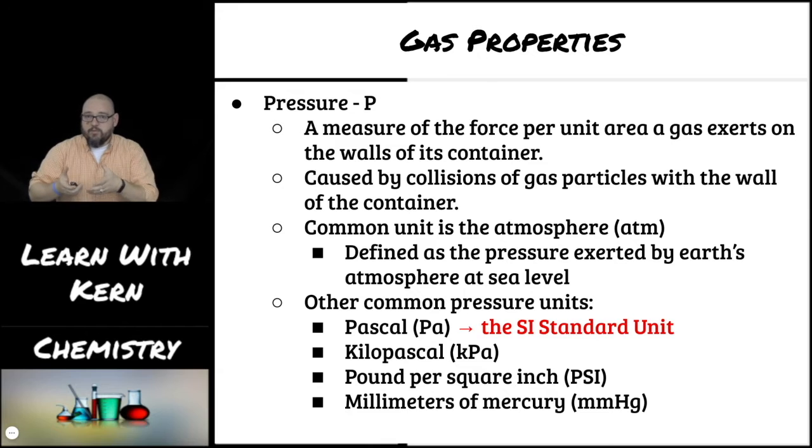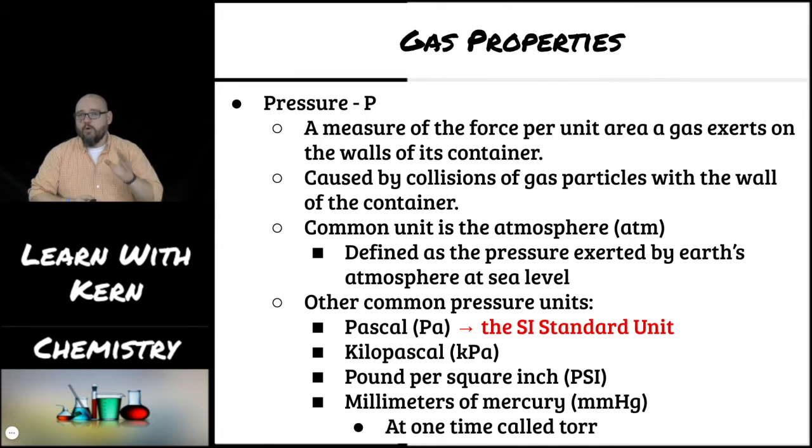They actually used liquid mercury in these barometers. We don't use mercury anymore because we now know that it's hazardous to human health, but that's where the unit comes from. Now there's also a very old unit called the torr, which was basically what they called millimeters of mercury before. So millimeters of mercury and torr are basically the same thing, they just have slightly different names.